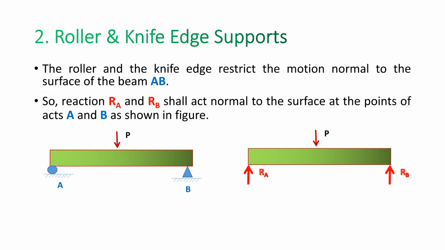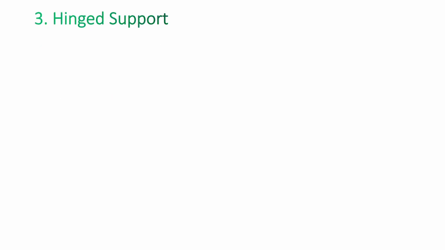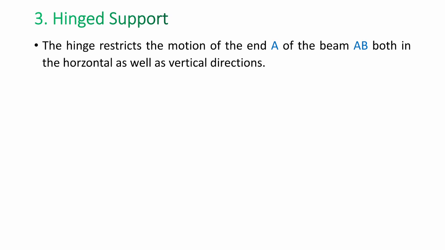So this is what I explained here. Next is the hinged support. What is the hinged support in this case? In the previous cases we took the roller as well as the knife edge supports, but in this case we are taking the hinged support. So one end of the beam AB, I am going to hinge. That means I am going to pin that position.